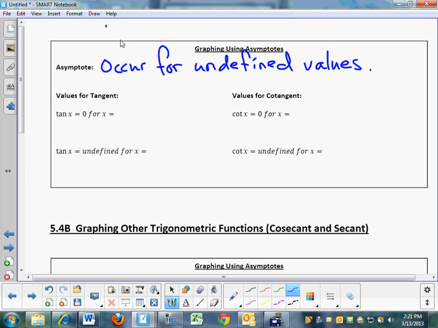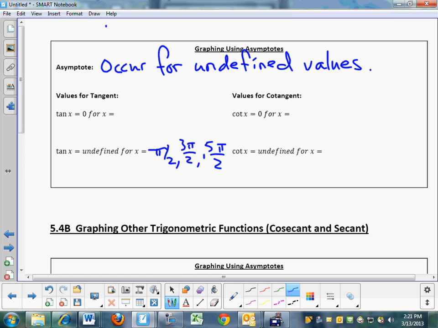So tangent is undefined wherever the angle is straight up and down. Okay? Where is it straight up and down? 90, so tangent is undefined for, say, pi over 2, or 270, which is 3 pi over 2, or back up to that 90 spot again when you come around, which would be 5 pi over 2. And it just continues on and on and on. You could have the negative values as well.